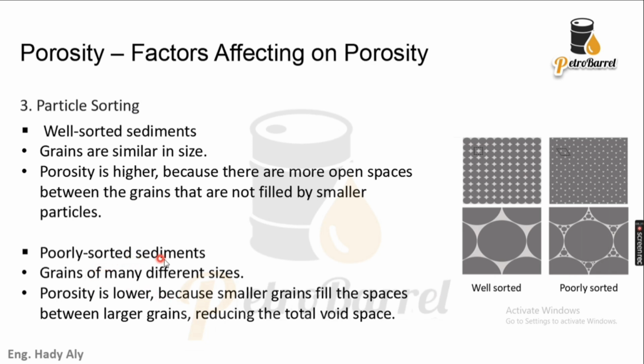So in poorly sorted sediments, I have grains but in different sizes. So it gives me poorly sorted sediments and a low value of porosity, because the smaller grains fill the spaces between larger grains, leading to a reduction of the total void spaces.